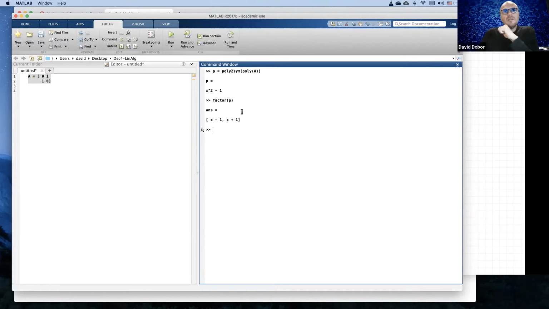Now, for each one of those roots, minus 1 and 1, I want to find an associated eigenvector. So last time we looked at this transformation. By the way, what did this transformation do last time? Do you remember the effect of it, when I view this matrix as a linear transformation, as something that represents a linear transformation? Do you remember the picture that we got? What was the effect of this?